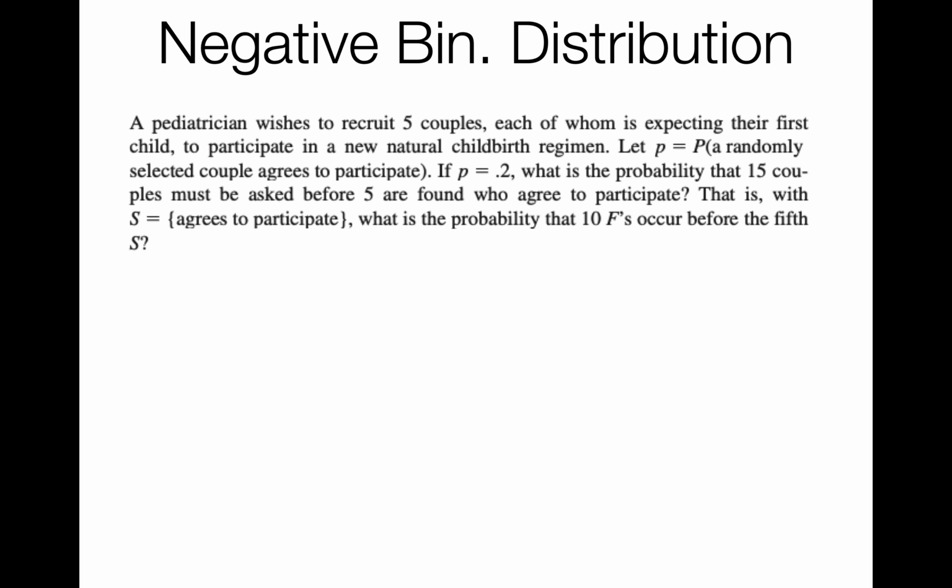We know the 3 important things here: we need to have x, we need to have r, and we need to have p. We know that the probability of success, p, is 0.2. We know we want to get to the 5th success, and we're looking specifically at getting 10 failures before the 5th success. And so we just take these 3 numbers and substitute them into Minitab.